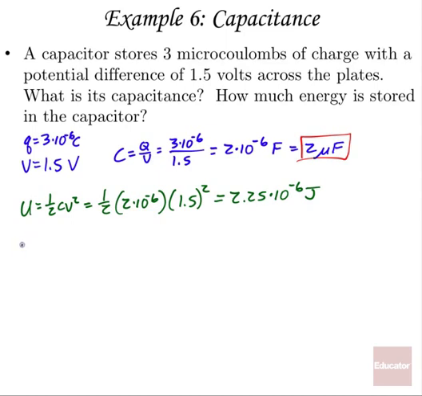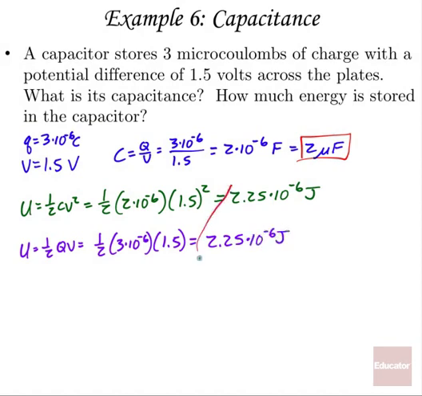Or we could have used U equals 1/2 QV, which will be 1/2 times our charge, 3 times 10 to the minus 6 coulombs, times our potential difference, 1.5 volts, which amazingly is 2.25 times 10 to the minus 6 joules. And of course, those have to be the same. We said the formulas were equivalent.